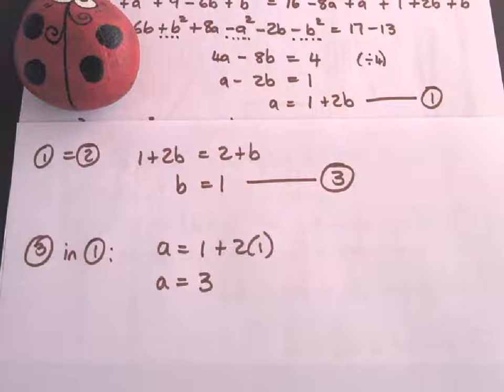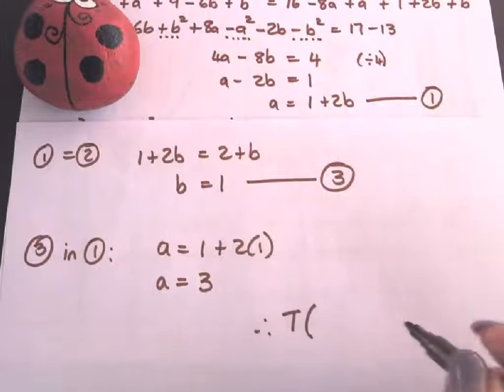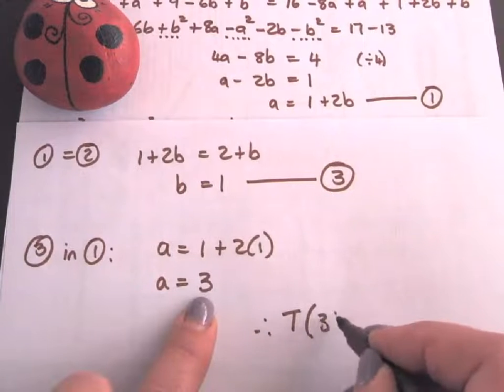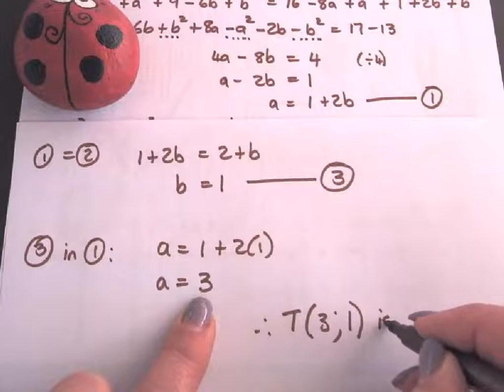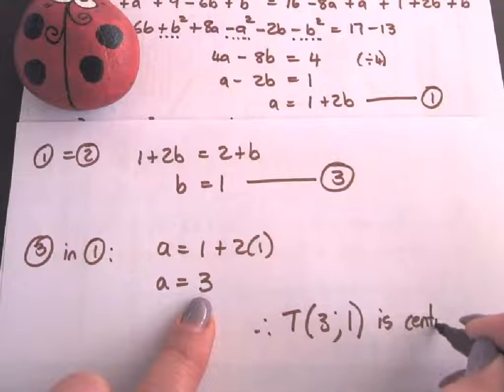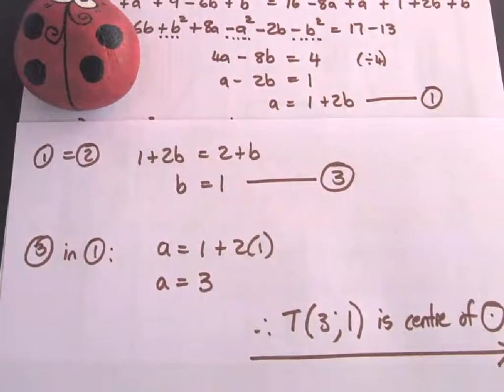What can I do with a and b? Get the center. Therefore, the center, which is T, will be a equals 3 and b equals 1. And that is the center of the circle. That's the first question that I want.